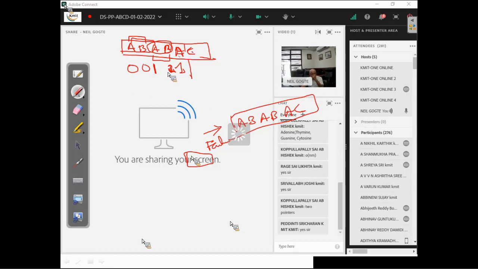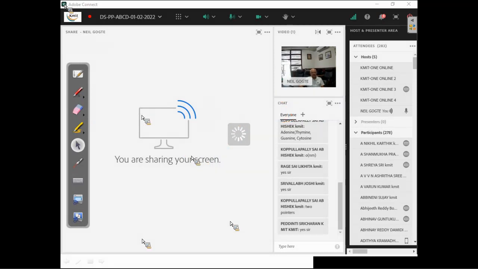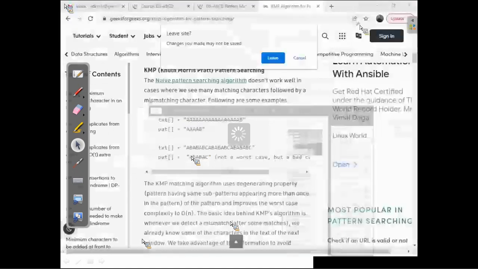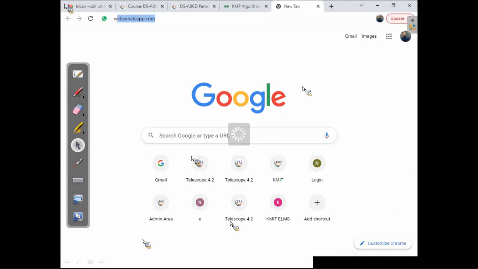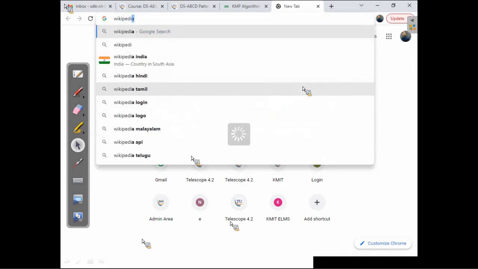So, let's see if I can give you another pattern. Can you go to Wikipedia? Let's see if you have some patterns on Wikipedia. Just say Wikipedia KMP, because this is the key. If you know how to do this, then only we can proceed.